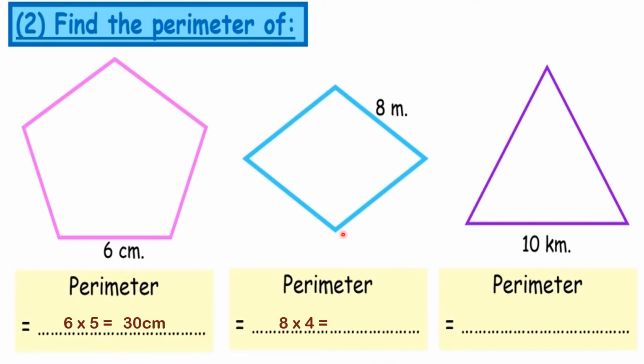The perimeter here is 1, 2, 3, 4 sides. 4 sides that are equal. So 4 by 8 will give you 32 meters. Here I have a triangle that has all the sides equal. So one side equals 10 kilometers. So it's going to be 3 by 10. It will give you 30 kilometers.